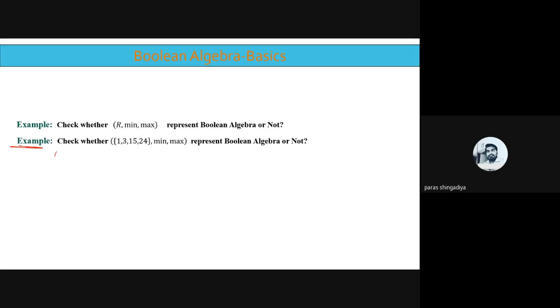Here, let us say capital A includes the four values 1, 3, 15, and 24. A star B is equal to the minimum of A, B, and A ring sum B is equal to the maximum of A comma B. Clear? That is the meaning of that. Now to prove it is a lattice, because lattice is not mentioned in this question, that type of question you already discussed in the topic of lattice theory.